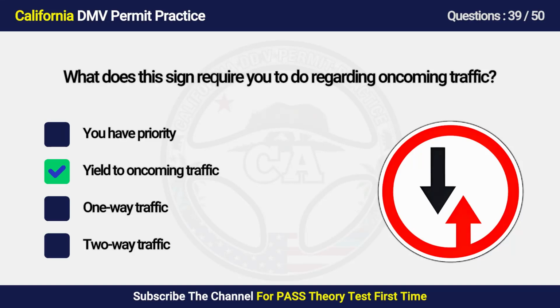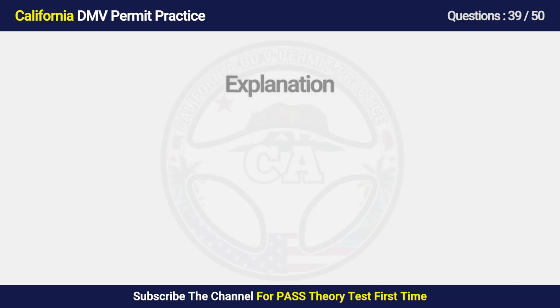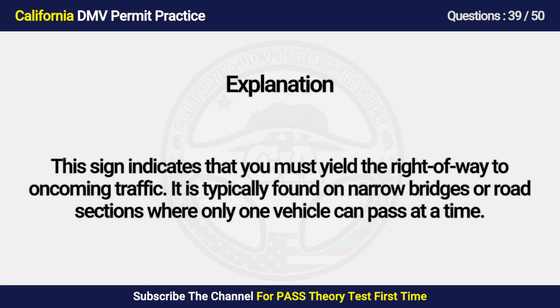Answer is B, yield to oncoming traffic. This sign indicates that you must yield to oncoming traffic. It is typically found on narrow bridges or road sections where only one vehicle can pass at a time.